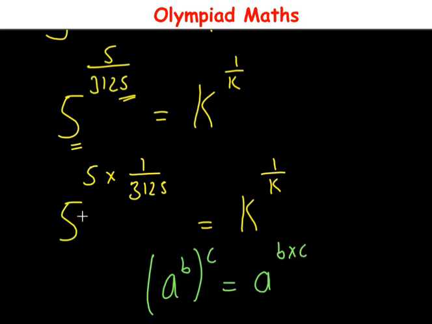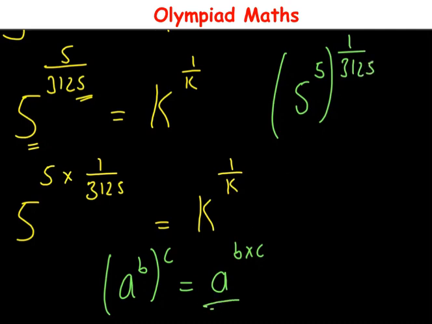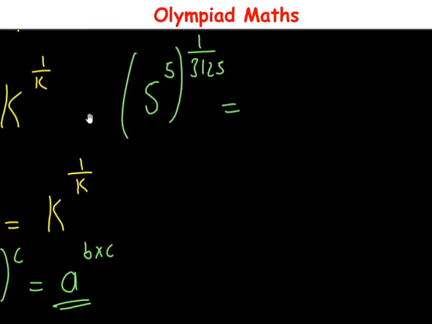So here we have 5 raised to power 5 times 1 over 3125. This can be written in brackets as 5 raised to power 5, raised to power 1 over 3125, following this rule. So it is all equal to k raised to power 1 over k.